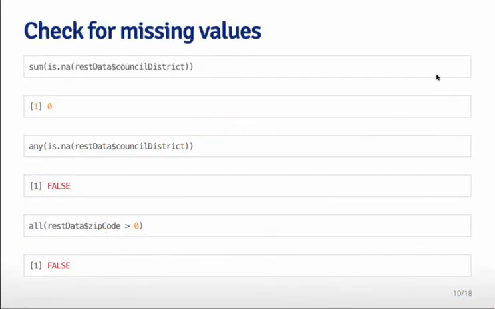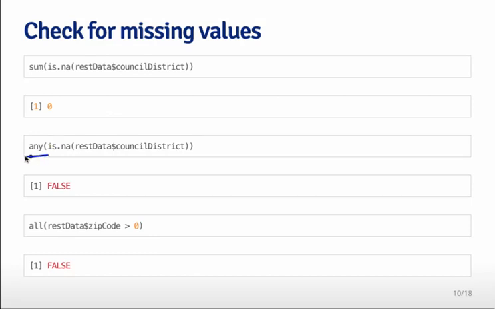The next thing you might want to do is check for missing values. The function that can be useful there is the is.na function. If you use the is.na function and apply it to this variable, the council district, and then take the sum, is.na will return a 1 if it's missing and a 0 if it's not missing. So if the sum is equal to 0, that means there are no missing values.